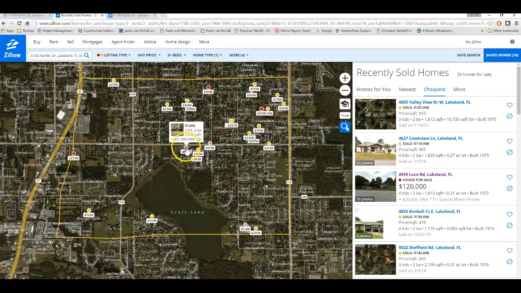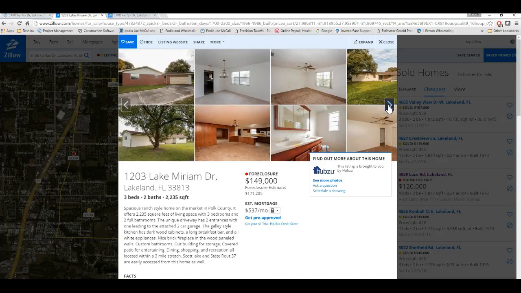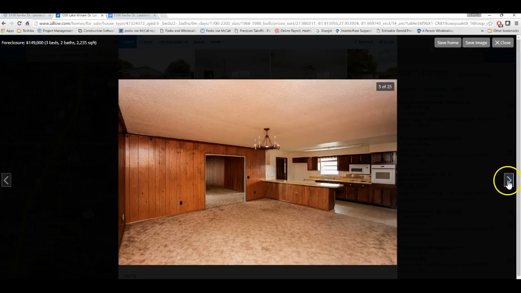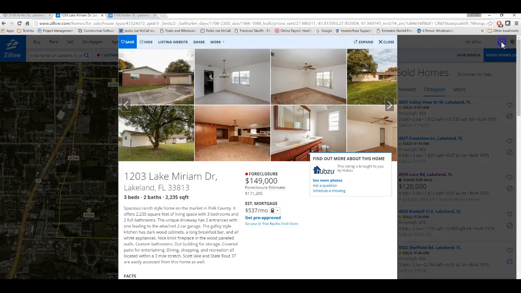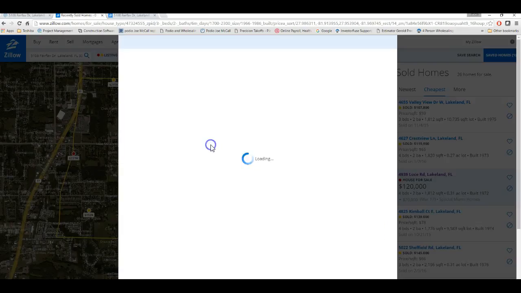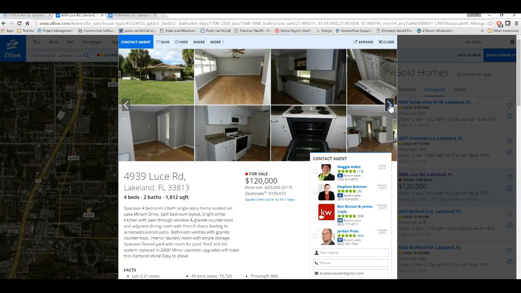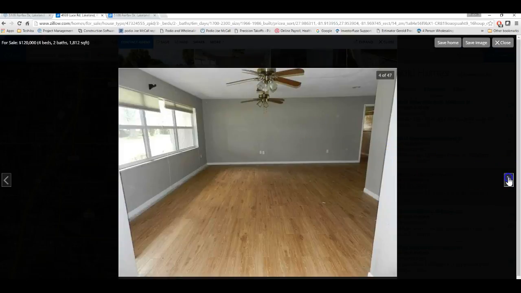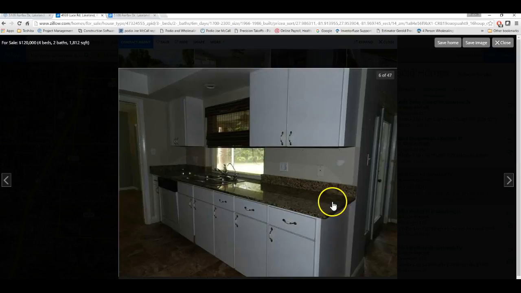All right, the next cheapest one is 149. Foreclosure. Looks kind of ugly on the inside. No pool. Let's look at this one for 120. Okay, no pool, so ours definitely has a lot more value than this. But it's not bad looking on the inside. Looks like they kind of tried to redo it. Needs some paint, that's for sure. Cabinets are old, but it does have granite.